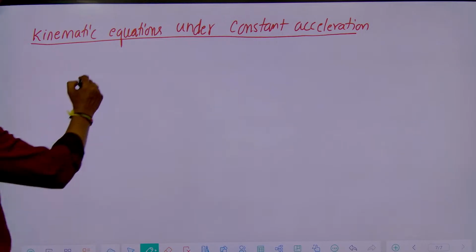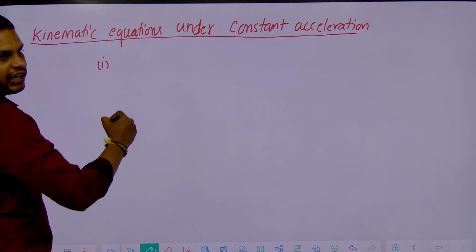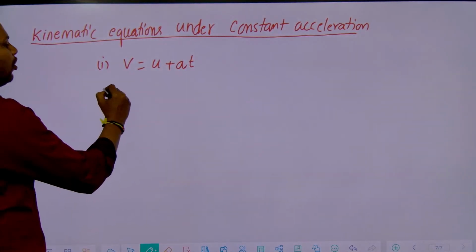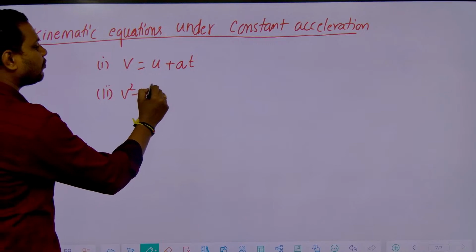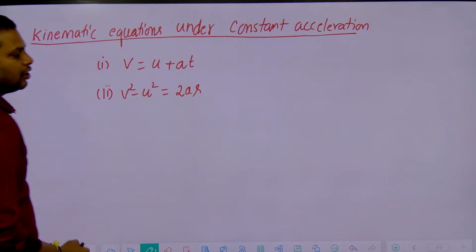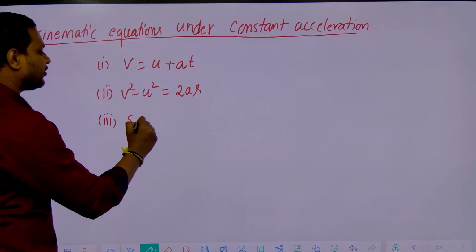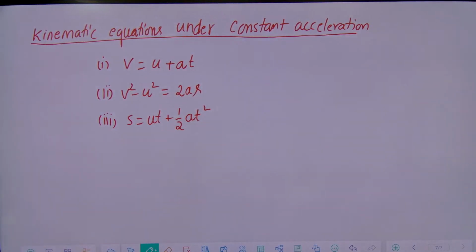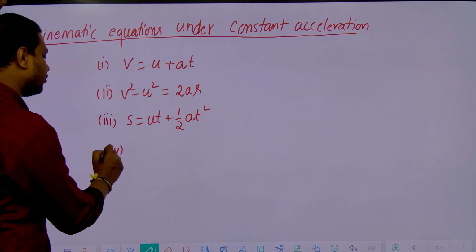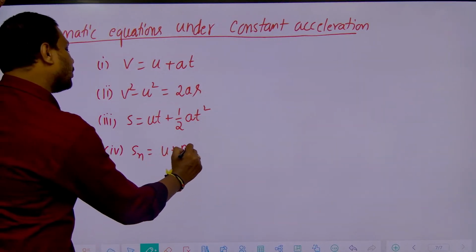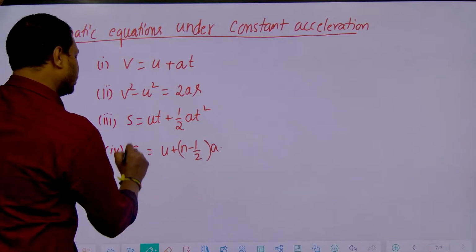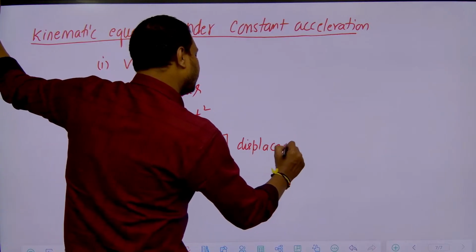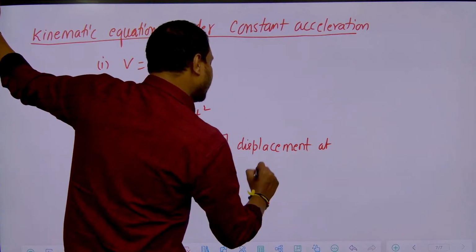Now tell me, what are the three kinematic relations? V is equal to u plus at. This is the first kinematic relation. The second: V square minus u square is equal to 2as. The third: S is equal to ut plus half at square. Apart from that, one more kinematic relation is there: Sn is equal to u plus (n minus 1) by 2 into a. This is the formula for displacement at nth second.